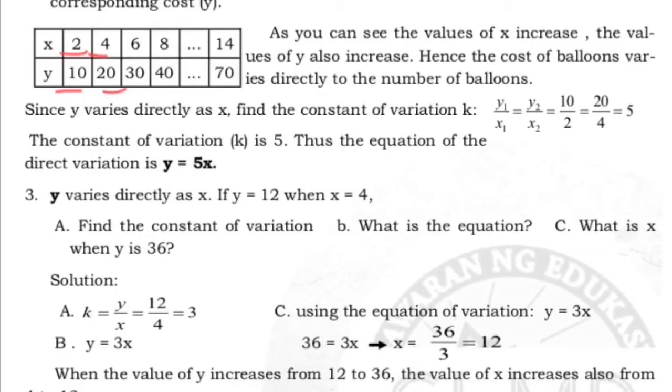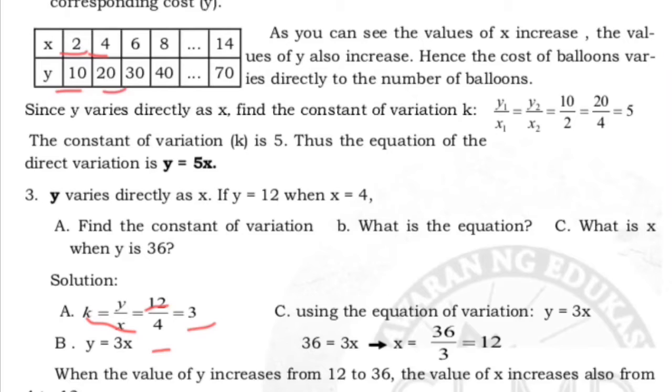For the solution to the first one, A, finding the constant of variation, we're going to use the formula k equals y over x. Then we're going to substitute the given values, y equals 12 and x equals 4, so 12 over 4. Then simplify 12 divided by 4, this is equal to 3. So the value of k is 3. Now for letter B, what is the equation?